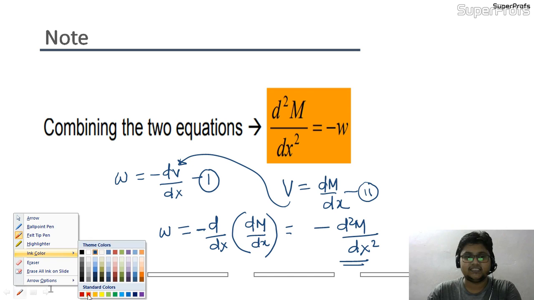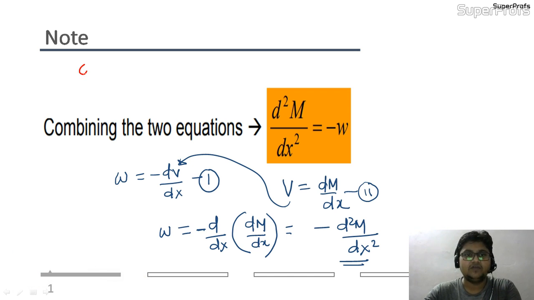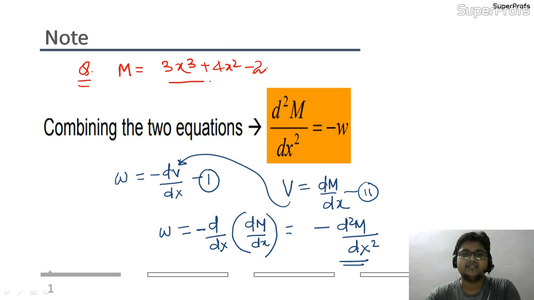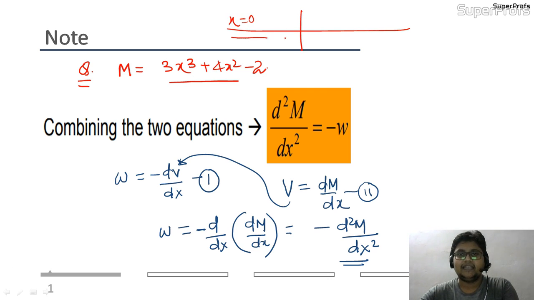I am showing you a question where my moment equation varies as 3x to the power cube plus 4x square minus 2. Suppose I have given this expression, and I tell you to find the loading intensity in the beam at some position. Suppose this is my total beam, starting from x equal to 0, and I ask for the intensity at x equal to L1. So at x equal to L1, you have to differentiate this expression twice.